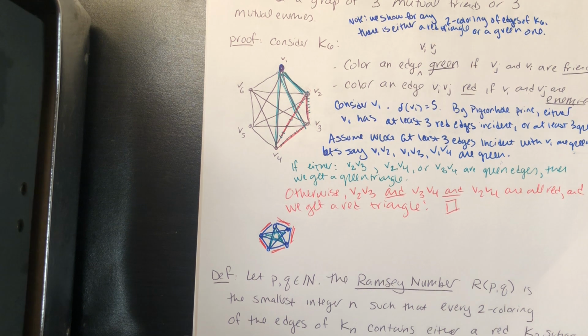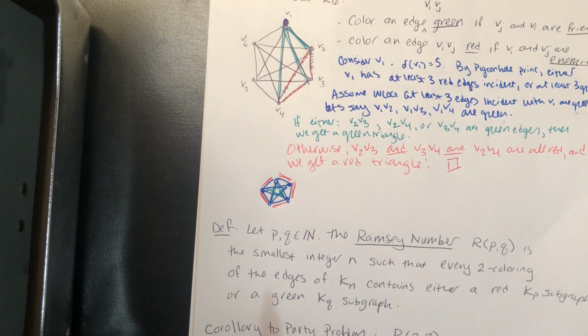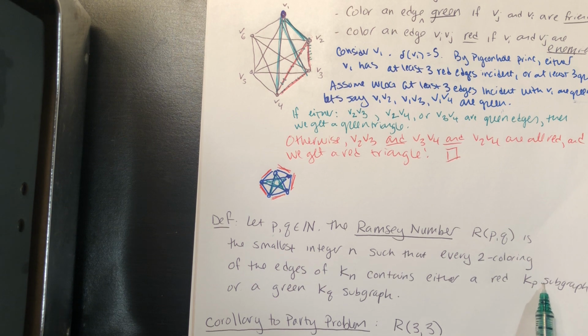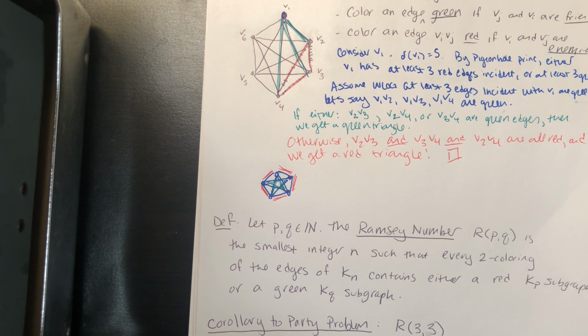Now, Ramsey theory generalizes this to larger cases, to larger complete subgraphs. So the Ramsey number of P and Q, where P and Q are some pair of natural numbers, is defined to be the smallest integer n such that every 2-coloring, so every red and green coloring, of the edges of the complete graph on n vertices is guaranteed to contain either a red K_P induced subgraph or a green K_Q induced subgraph.